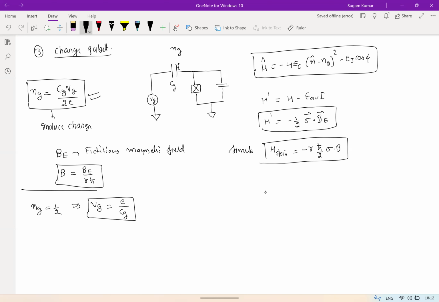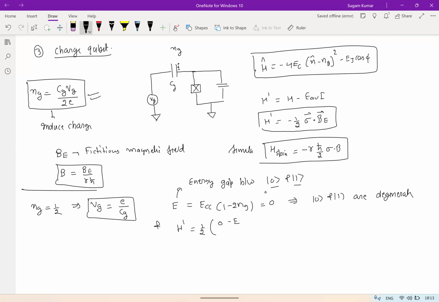So at this voltage, if you calculate this energy that is called energy separation, Ec into 1 minus 2 Ng, this energy is called the energy gap between the 0 and 1 state. So you can see that this part is going to become 0. And it means both the states are degenerate, means 0 and 1 are degenerate in this case.